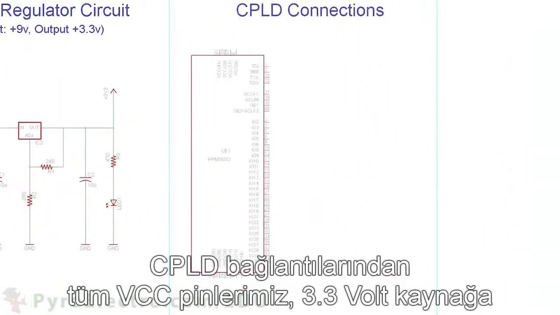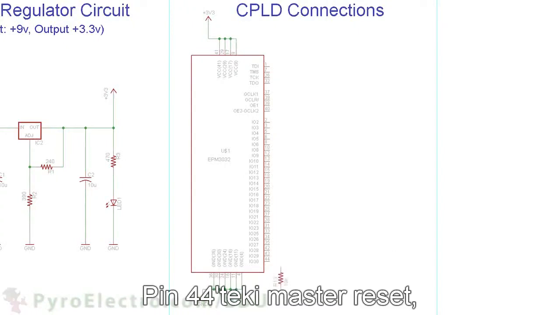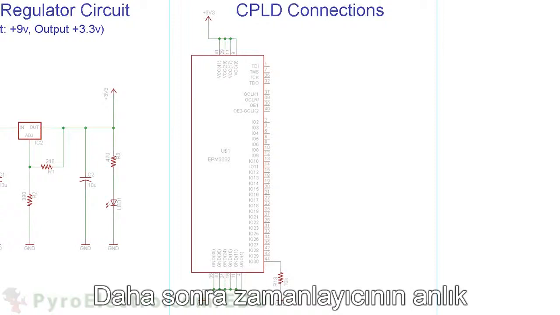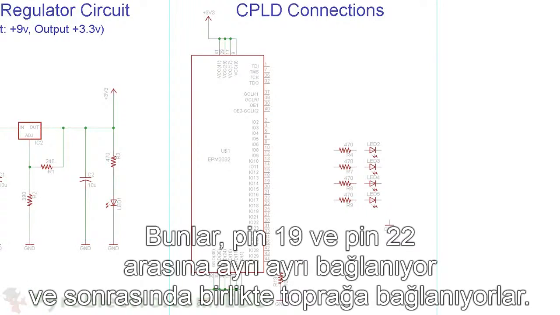For the CPLD connections, we have all of the VCC pins connecting to 3.3 volt power and all of the GND ground pins connecting to the circuit ground. Our master reset pin 44 connects straight to ground with a 10 kilo ohm pull-down resistor. Then we have our 4 resistors and 4 LEDs to display the current timer count value. These connect from pins 19 through pin 22 to the different LEDs and then directly to ground.